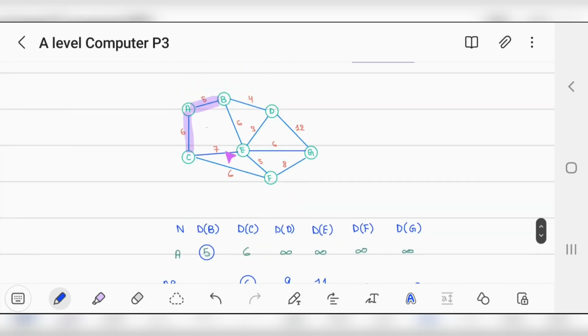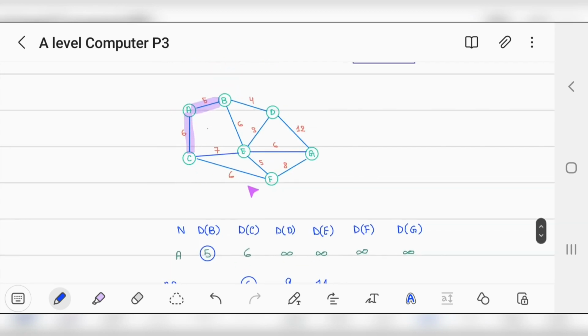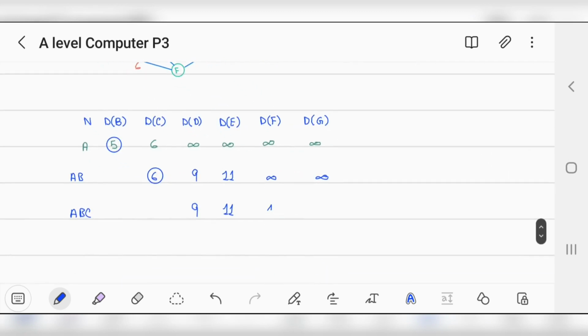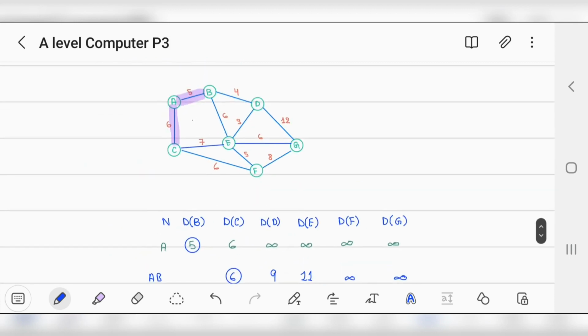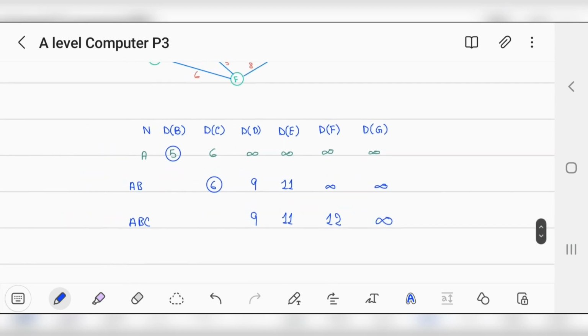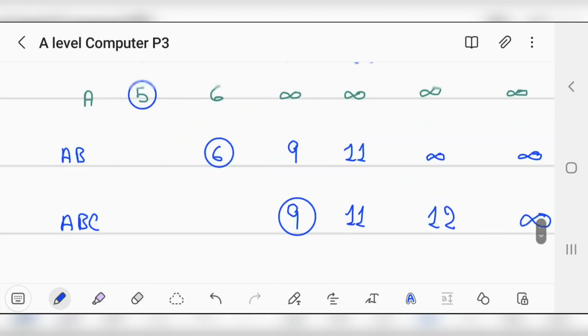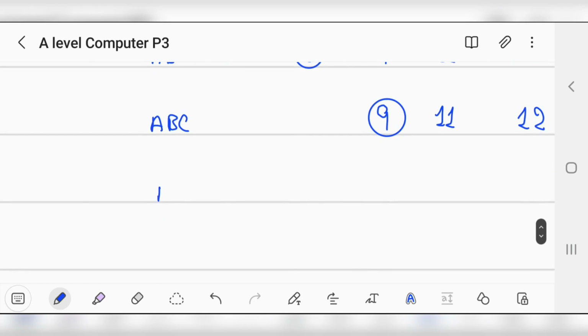As for E, 6 plus 7, which is 13. Okay, 5 plus 6 is 11. So again, it is 11. F, the value of F, 6 plus 6 is 12. Write down 12. G, cannot reach here yet. Now, choosing any from these, which is the least. This is the least. So circle this. A, B, C, D.